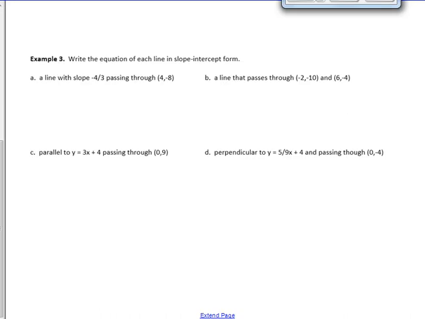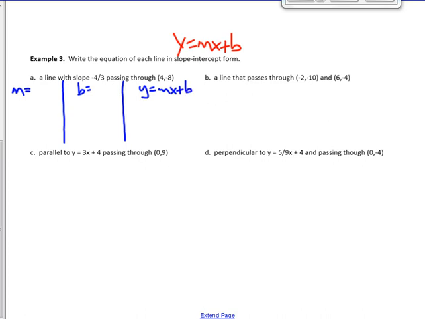And the final set of examples: write the equation of the line in slope-intercept form. So we need to know that slope-intercept form is y equals mx plus b. And that's the final form that I want to write this in. So I've got a line with a slope passing through a point. I have the slope, I just need to find the y-intercept in order to have it in slope-intercept form. So there are really 3 different parts to this: find the slope, find what b is equal to, and then put it into y equals mx plus b form.